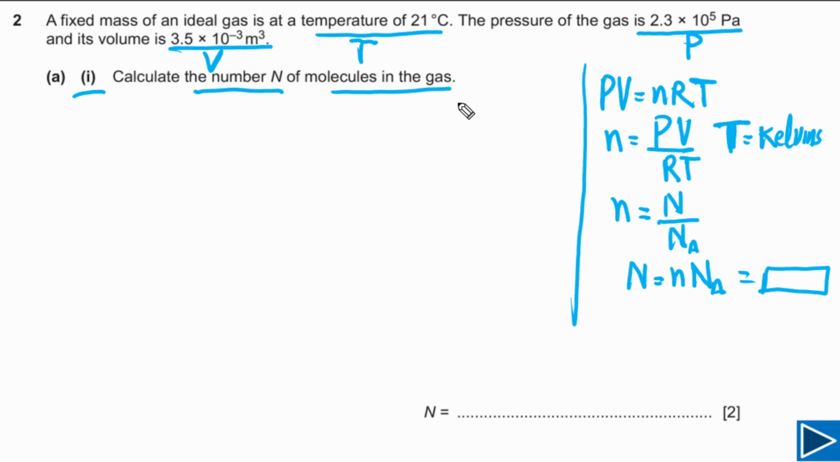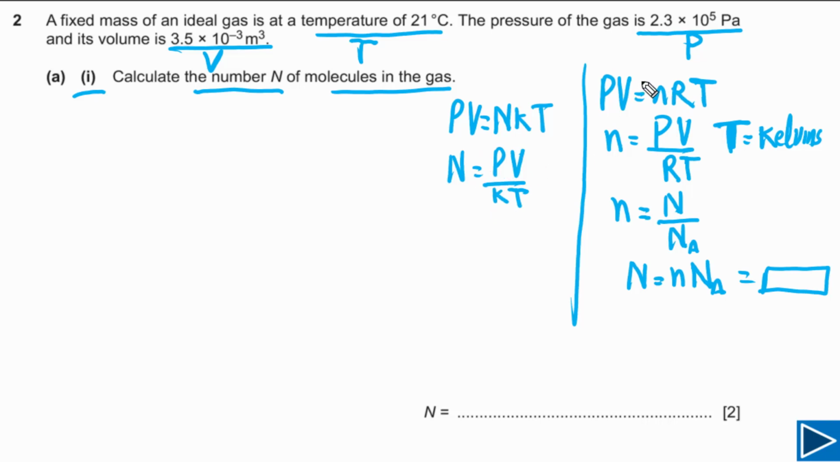But now we need to understand how we can do the same question in just 1 step. For that purpose, you need to understand that PV is also equal to NkT. k is the Boltzmann constant, N is the number of molecules. So here, if you use this, you can say N equals PV divided by k times T. Temperature has to be in Kelvin, so you can calculate the number of molecules directly.